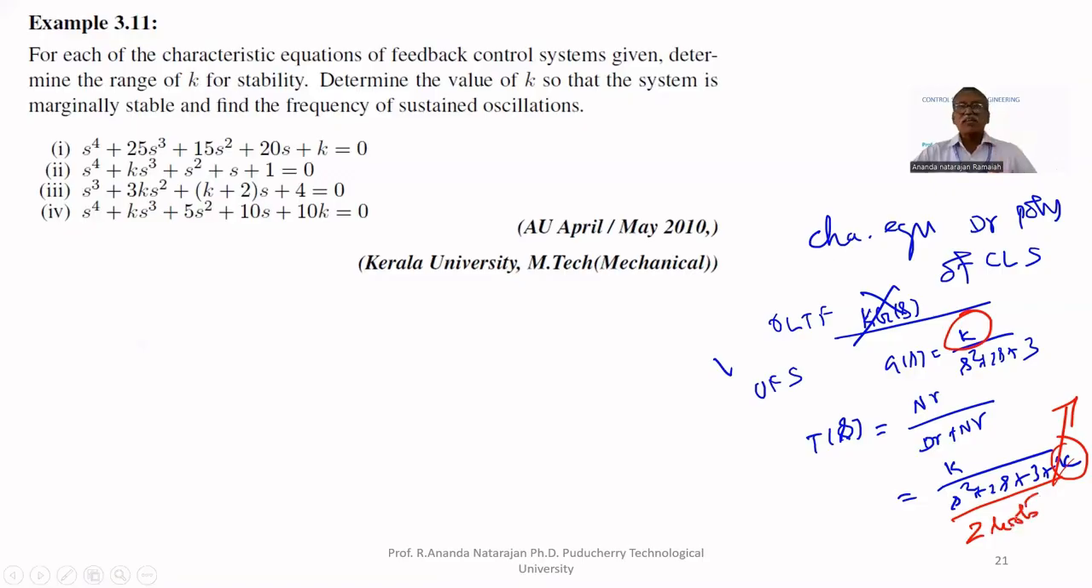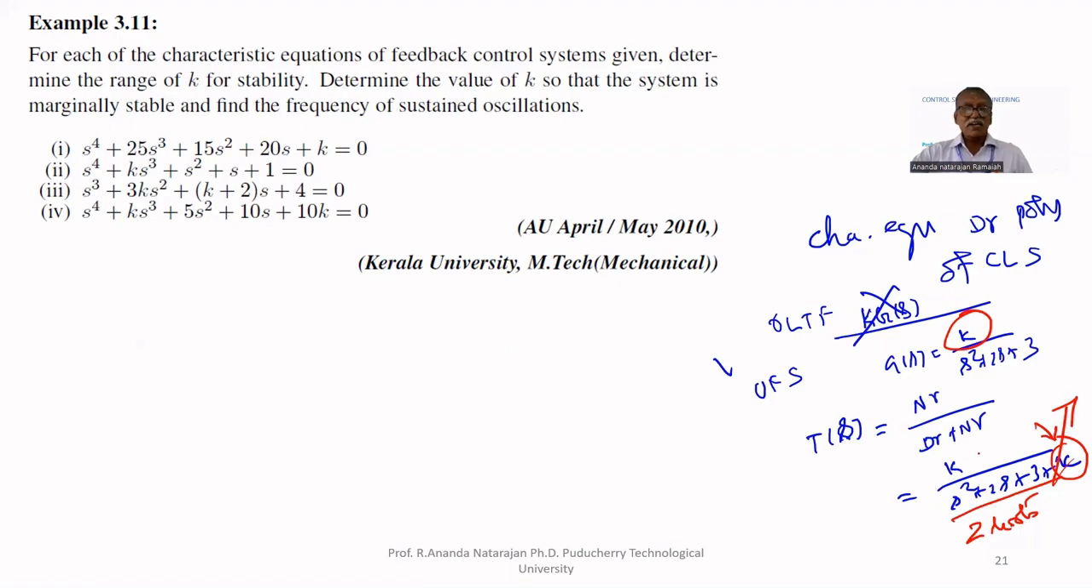Suppose k varies from 0 to infinity. How many roots will you get? 2 sets of infinite roots. Because as k varies from 0 to infinity, at k equal to 0 you get one set of roots, at k equal to 1 you get another set of roots, at k equal to 2 another set. So you get an infinite number of roots. That's why we have to fix k.